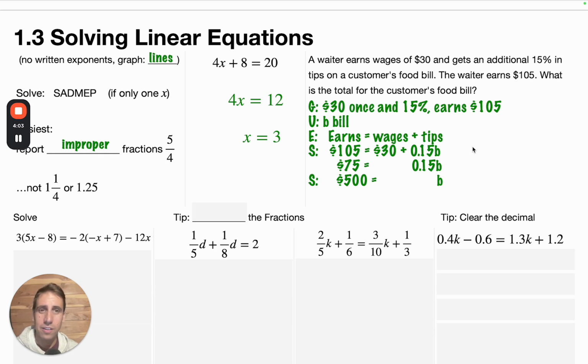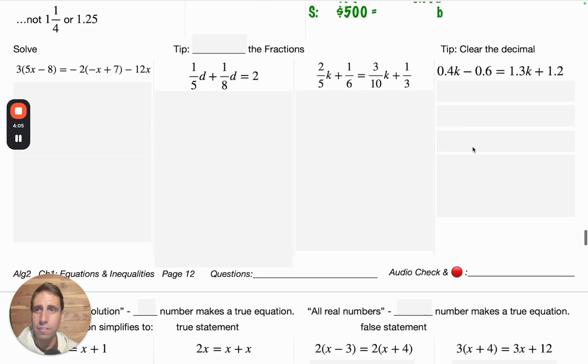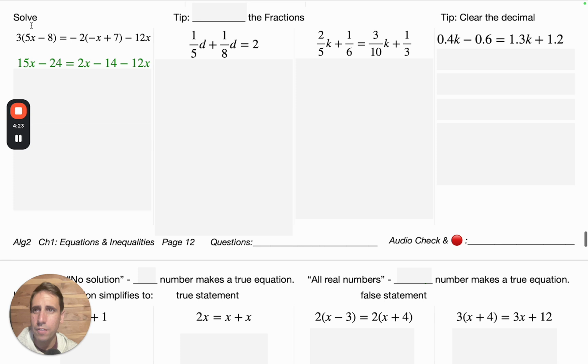All right, so let's go on down to here. We've got this massive equation with lots of parentheses and operations and multiplication. I think what I'm going to do first is distribute and get rid of all the parentheses. That sounds like a good first step. So 3 times 5x is 15x. 3 times 8 is 24, and bring down the subtraction and the equal sign. Negative 2 times negative x is positive 2x. Negative 2 times 7 is minus 14. Negative 2 times negative 6x is positive 12x.